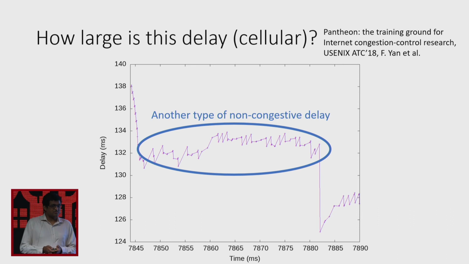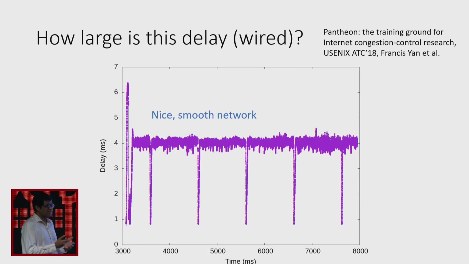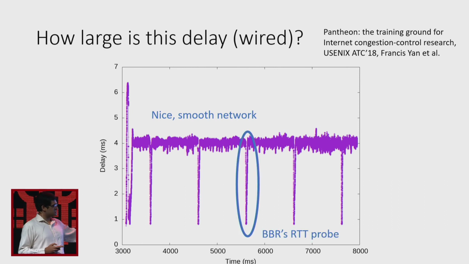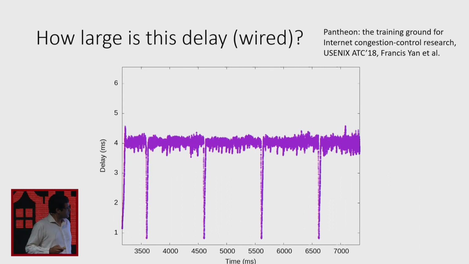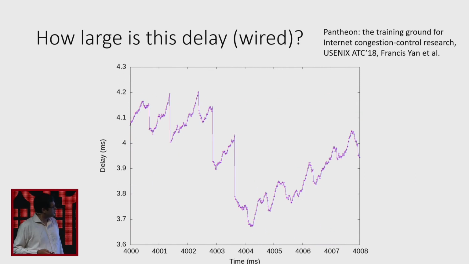But it's not just limited to cell networks. If you look at a nice, smooth Ethernet network between the same two endpoints, we see this variation. Now, some of this is due to congestion. For instance, that is due to BBR's RTT probe. But if we zoom in to a 2 RTT window, we see that there is still a lot of complex delay variation. And again, it's hard to tell how much of this is due to congestion and how much of this is due to other reasons.